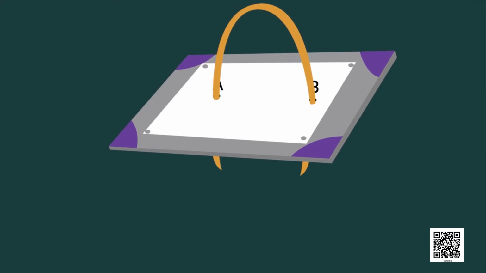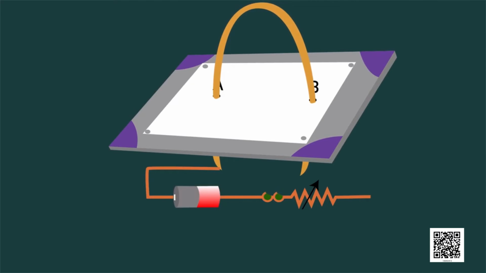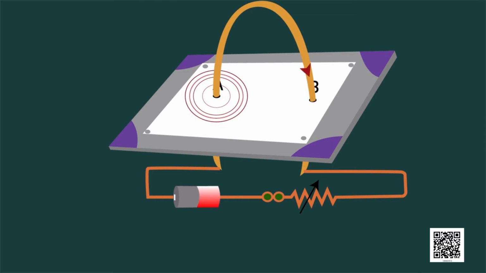Connect both the ends of the coil in series with a battery, a key and a rheostat. Now, with the help of a magnetic compass, draw magnetic field lines around hole A. You will observe that magnetic field lines form concentric circles around hole A, and the direction of this is anti-clockwise.